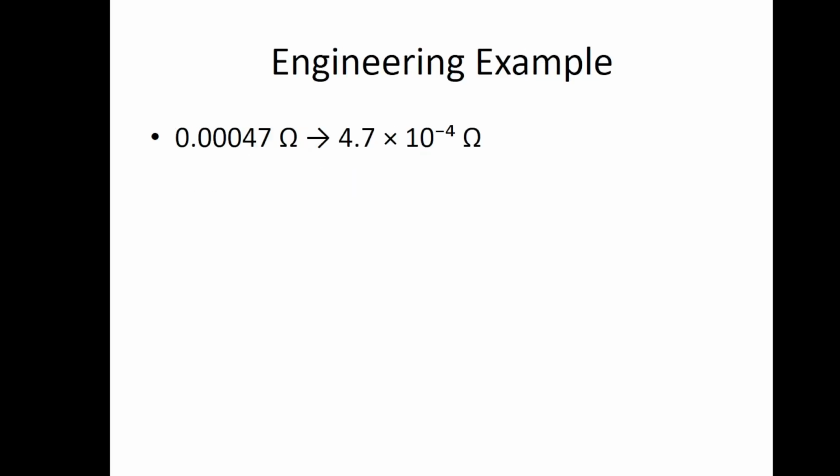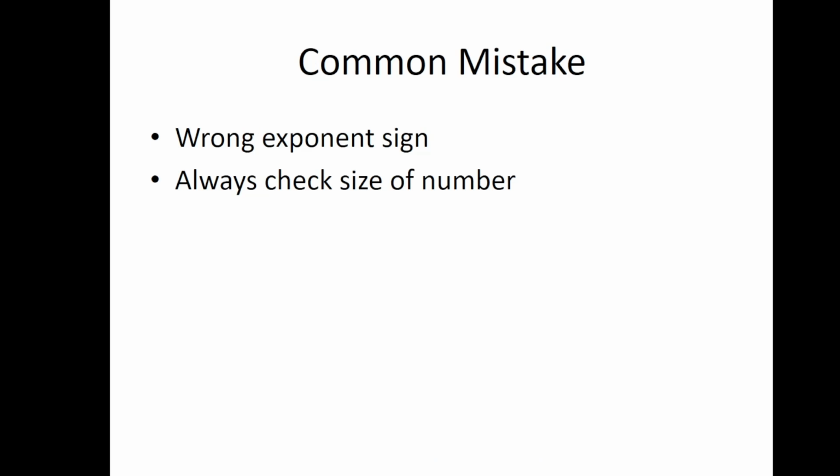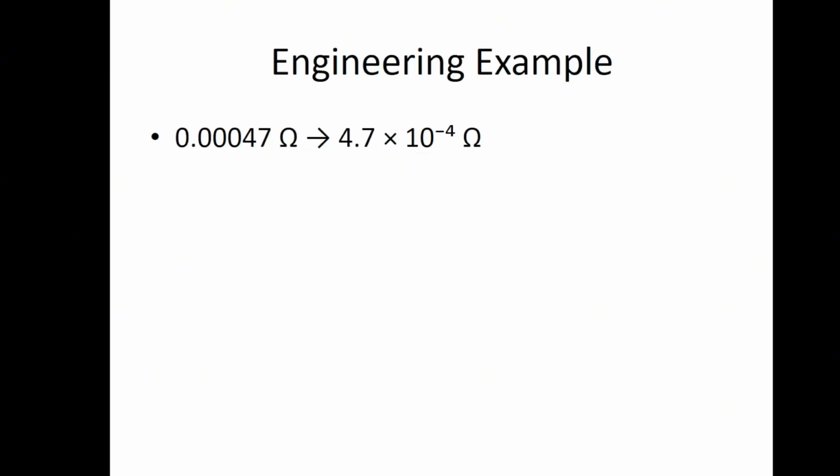And if it is a big number, we will be using a positive exponent. Okay, let's proceed. So, common mistake: wrong exponent sign. Always check the size of the number. Example, 0.00047 ohms. In this case, we move the decimal how many times? 1, 2, 3, 4. So we move it 4 times. So in this example, 4.7 times 10 raised to negative 4. Since we move the decimal point 4 times, and this one is a small number, it is a negative exponent. Okay, I hope you understand, guys.